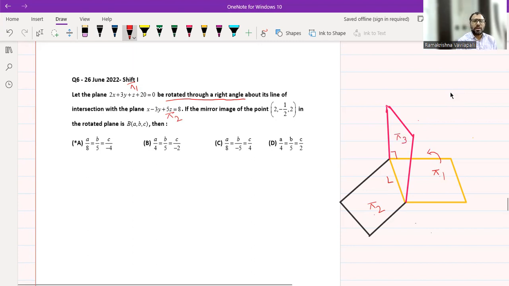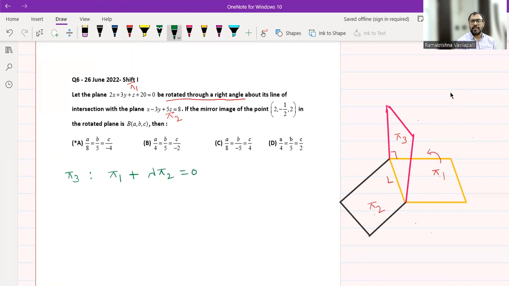So now what is the equation of plane 3? Plane 3 is pi 1 plus lambda pi 2 equal to 0.